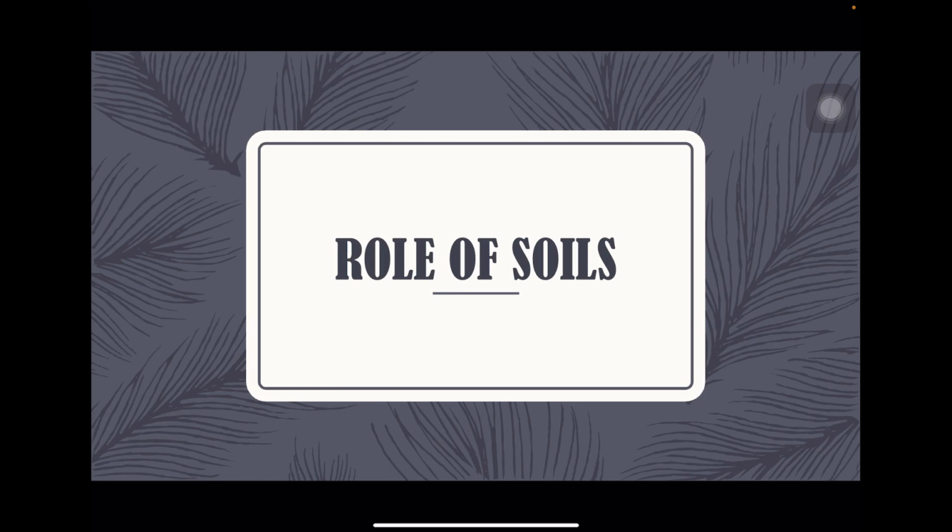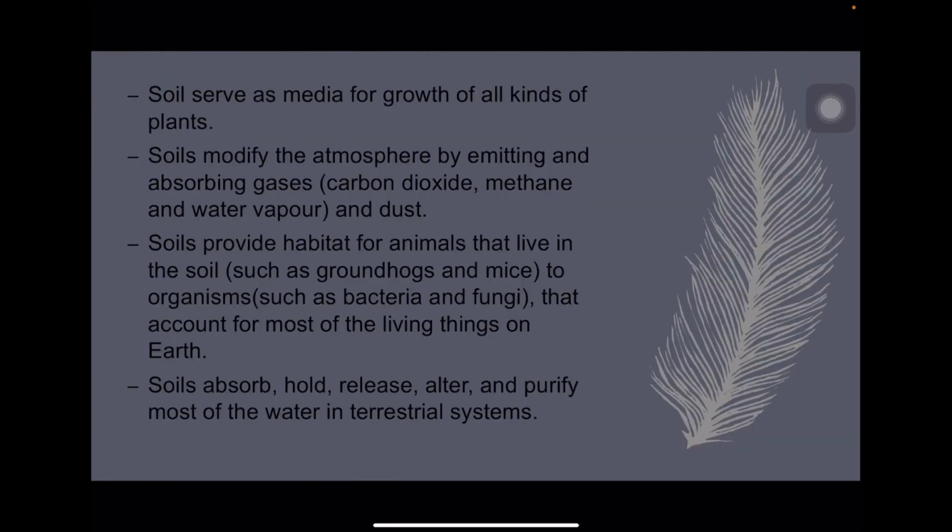Next, the role of soils. Soils serve as media for growth of all kinds of plants. Soils modify the atmosphere by emitting and absorbing gases like carbon dioxide, methane, and water vapor, and dust. Soils provide habitat for animals that live in the soil, such as groundhogs and mice, to organisms such as bacteria and fungi that account for most of the living things on Earth.